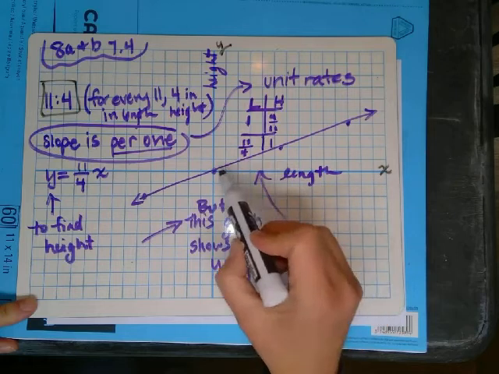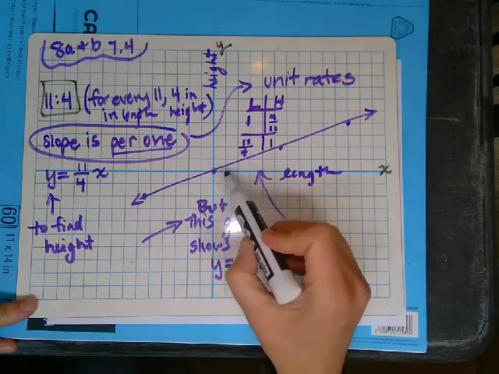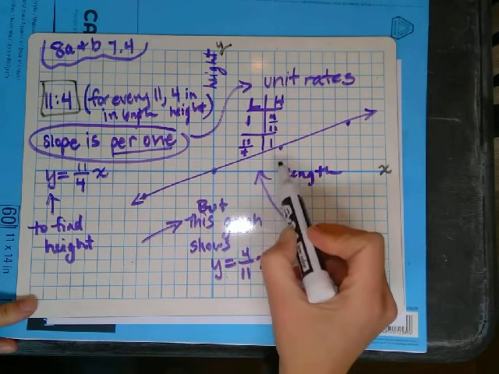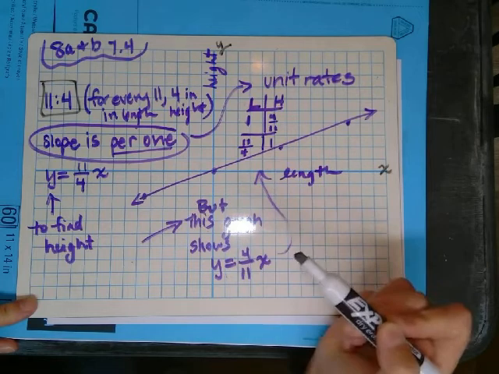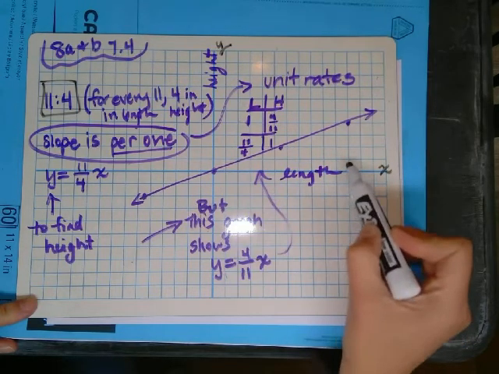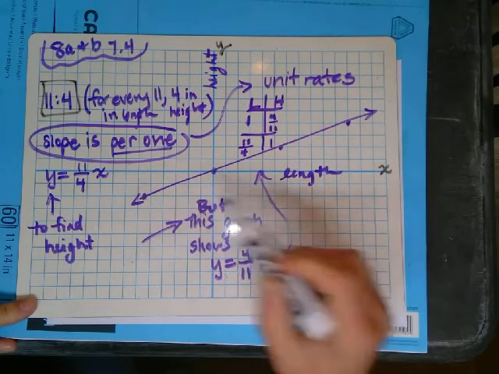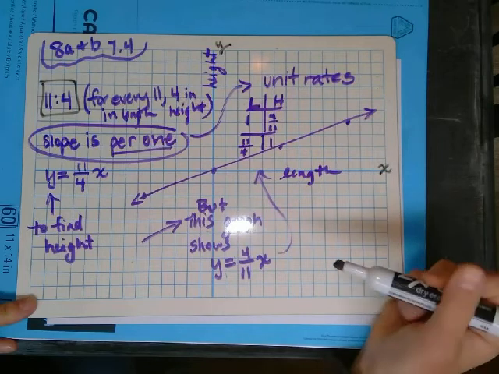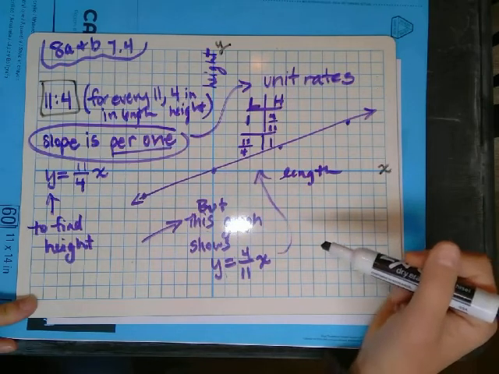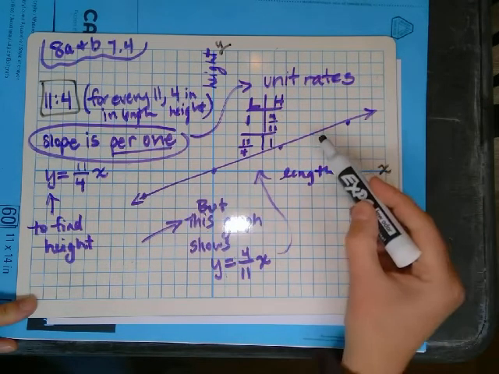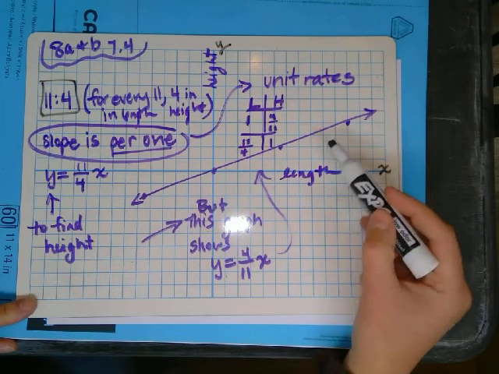For every 11 I go over, I'm counting by 2, by the way, 2, 4, 6, 8, 10, 11, I go up 4, 2, 4. And I'm going to go ahead and just continue that, make a few points so I can draw a straight line. And so if I look at this, it represents the ratio 11:4.